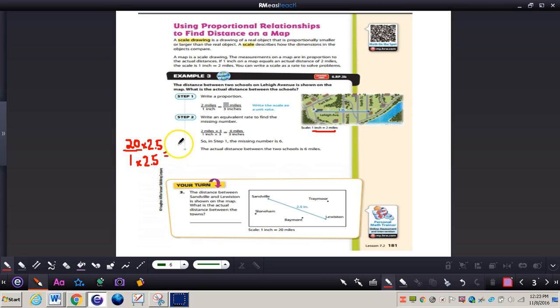So we have the ratio of 50 miles to 2.5 inches on the map. Now the answer is not 50 to 2.5. The answer would be 50 miles because that's what they're asking, the distance. So we could write here 50 miles.